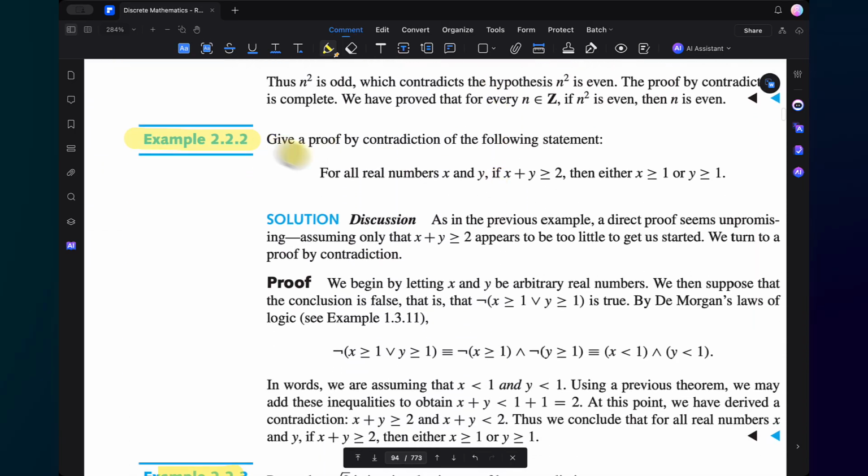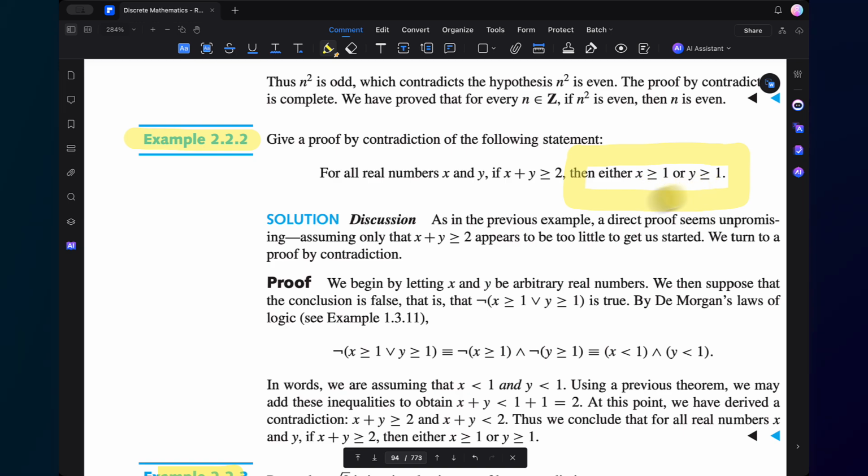Let's do another one here. Give a proof by contradiction of the following statement. For any real numbers x and y, if x plus y is greater than 2, then either x is greater than or equal to 1 or y is greater than or equal to 1. So here's our conclusion that we want to assume is false to proceed by contradiction. The way this is false is that x is less than 1 and y is less than 1.